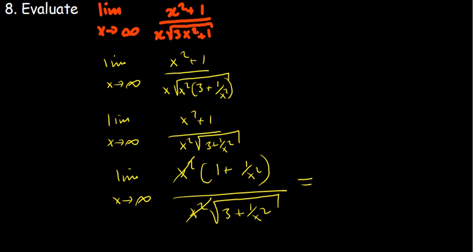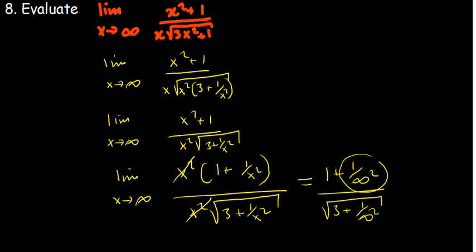And so we can directly substitute where there is x, we put infinity. That will be 1 plus 1 divided by infinity squared, divided by the square root of 3 plus 1 over infinity squared. A number over infinity, infinity squared, infinity cubed is always 0. So this is a 0, this is a 0. So we can see that our limit is going to be just 1 divided by the root of 3.